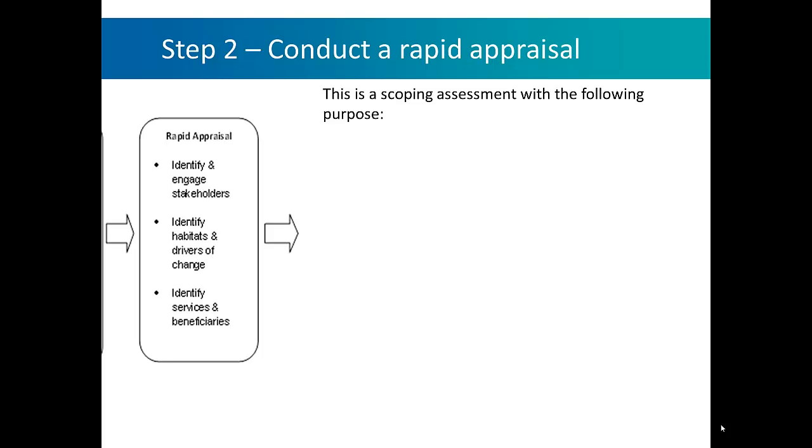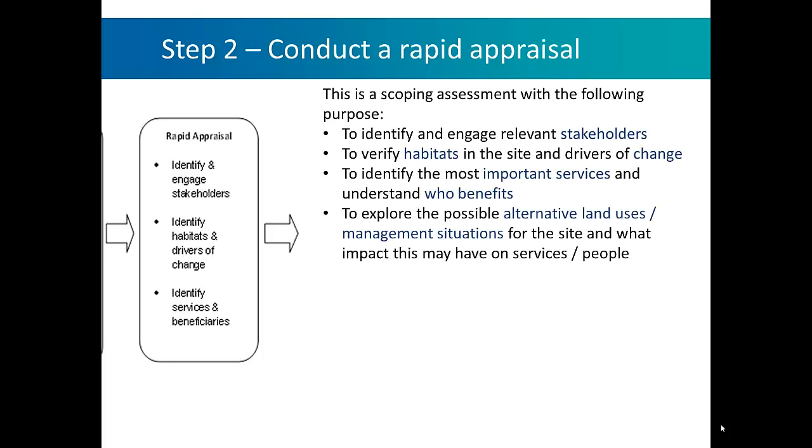So the second step is then to conduct what we call a rapid appraisal, and this is essentially a scoping assessment which has a number of purposes. So it is meant to help identify and engage relevant stakeholders and bring them into the process, to enable you to verify the habitats at your site, to understand the areas of these habitats, and also the drivers of change. So what is influencing the habitat areas? What are the pressures on biodiversity and on the ecosystems of the site?